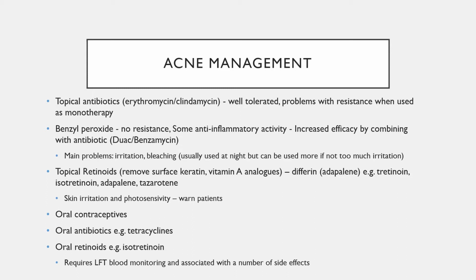The next step would be thinking about oral antibiotics. Different types of tetracyclines are usually used, typically for longer courses of about 3 months, and then people are assessed at that stage. This is all usually at a primary care level.